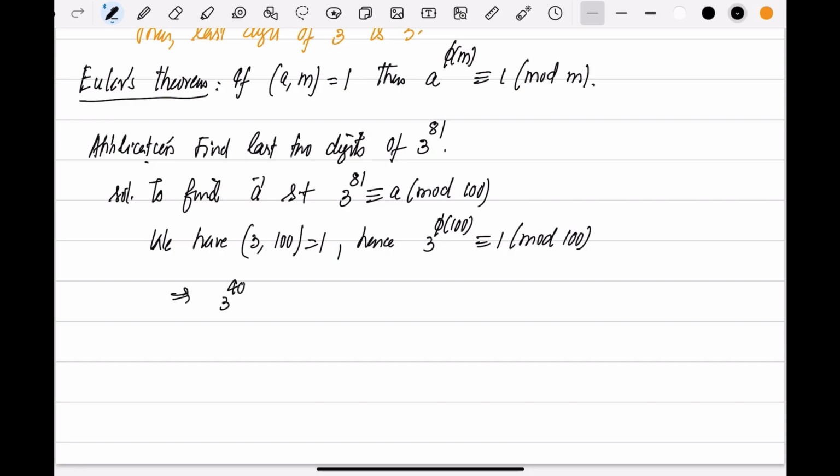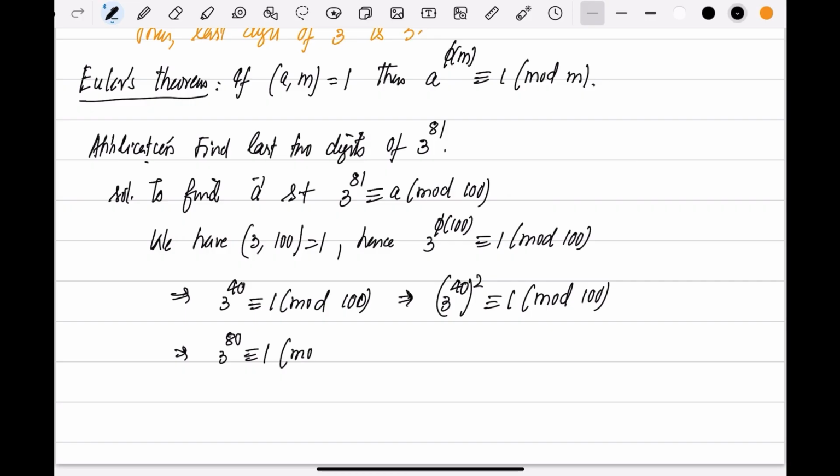So this implies 3 power 40, as phi of 100 is 40, is congruent to 1 modulo 100. So we have immediately reached 3 power 40 using Euler's theorem. So this implies 3 power 40 whole square is congruent to 1 modulo 100. So at this step we will have to take a power of this left hand side so that we reach close to 3 power 81. And taking power 2 we will reach 80. So this implies 3 power 80 is congruent to 1 modulo 100. Now multiply by 3. This implies 3 power 81 is congruent to 3 modulo 100.